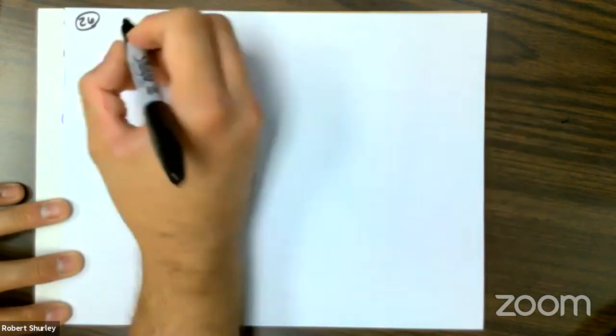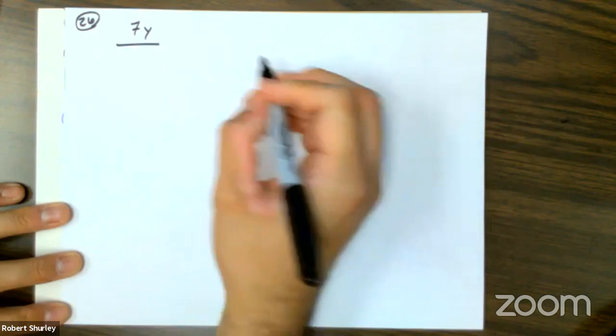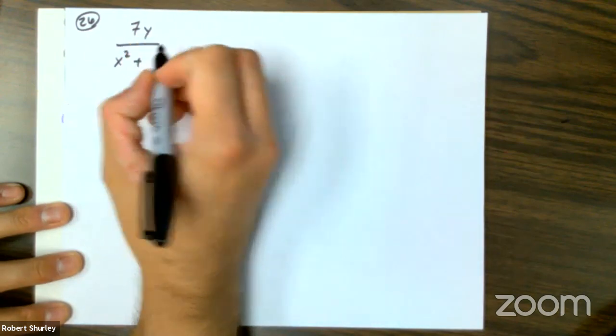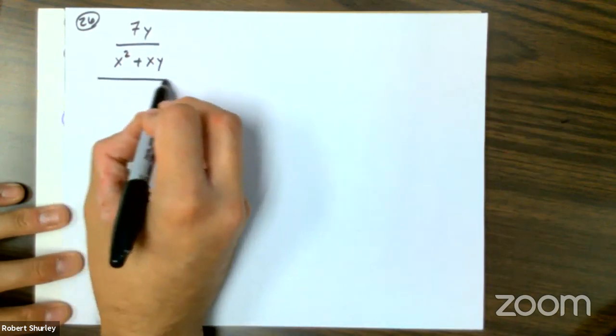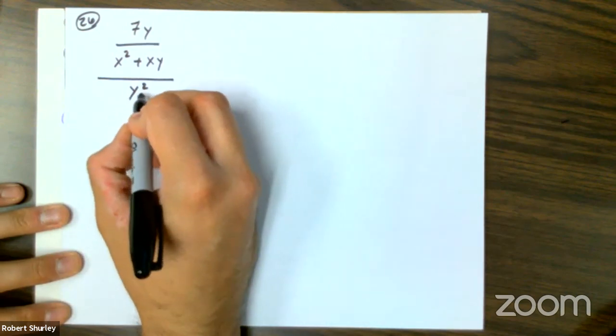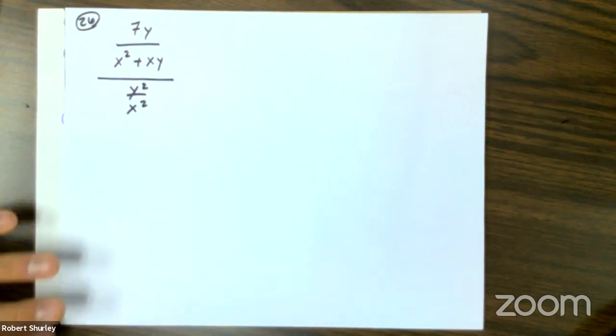So let's move on to one where we're going to have to do a little different finagling, because some of these we have to factor first. Let's look at one where we have to really see if we can factor and then go forward. This is 26 on page 459. 7y over x squared plus xy over y squared over x squared. Okay.